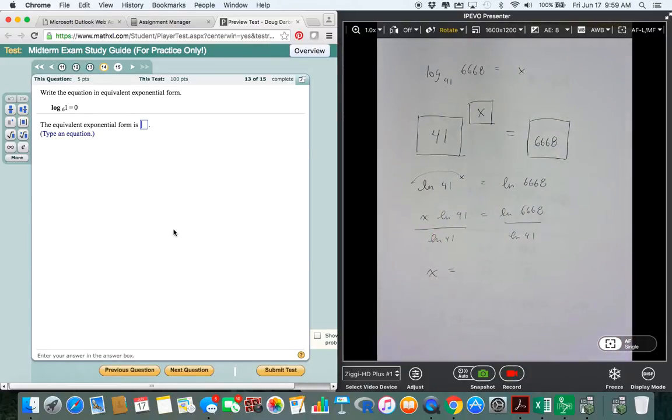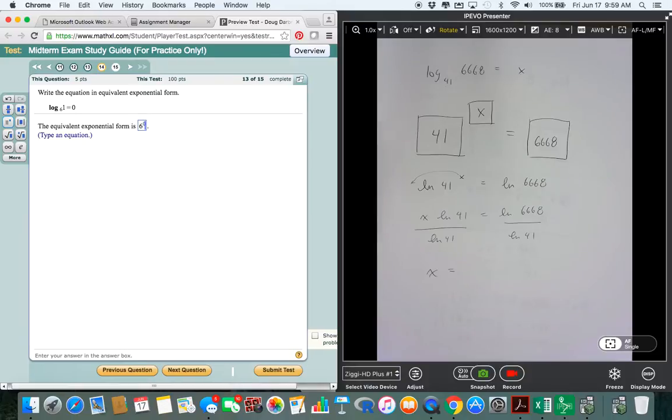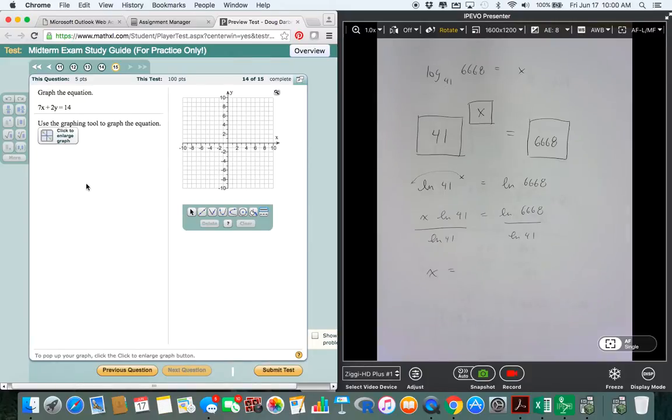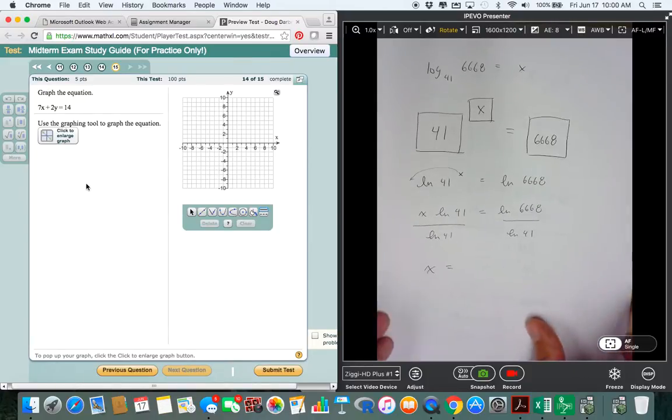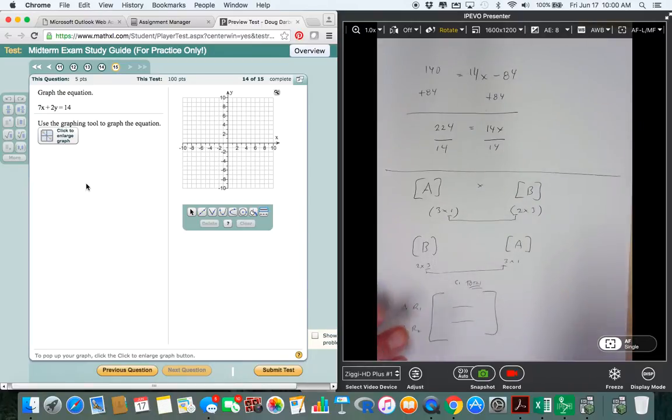Write the equation in equivalent exponential form. Well, guys, we should be pretty good at this one now. The base raised to the exponent equals 1. Now I graph the equation.